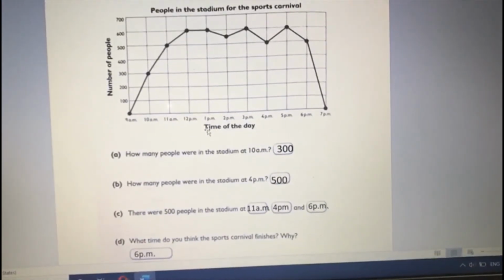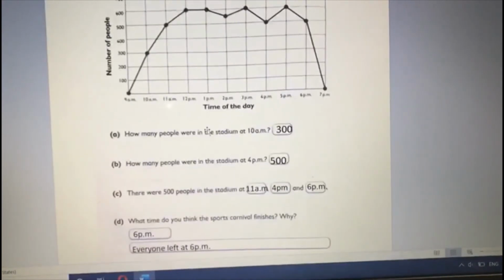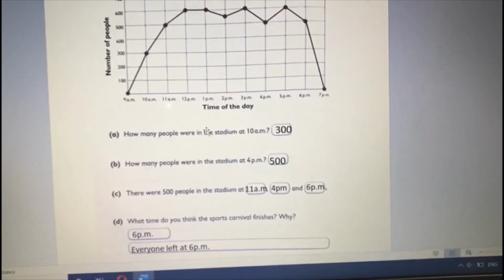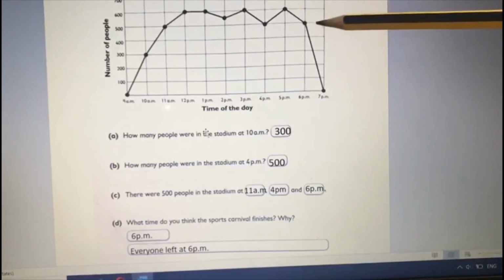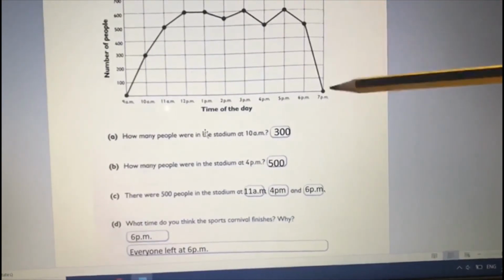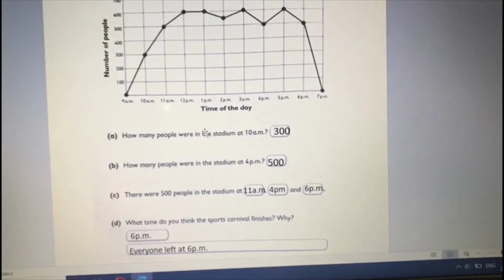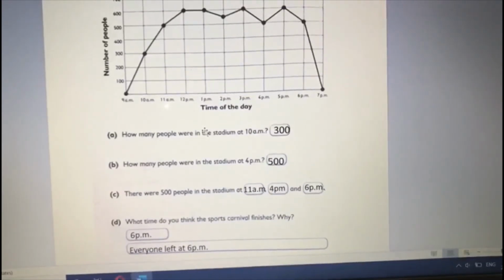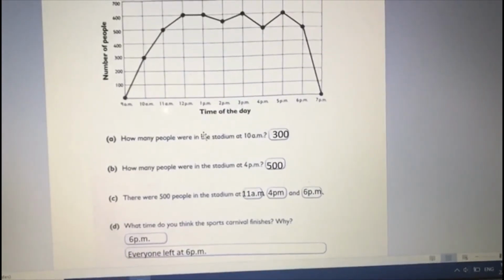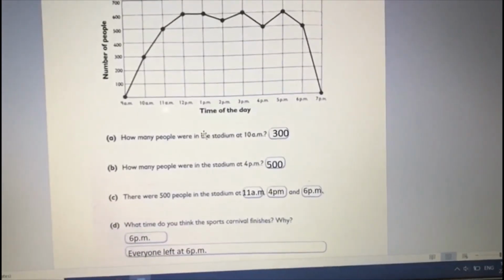Now, what time do you think the sports carnival finished? Why? Do you have any idea? I will tell you. I will say 6 p.m. Why? See, after this one, it's a drop line. The line dropped down. That means nobody will be there. So it might have finished at 6 p.m.